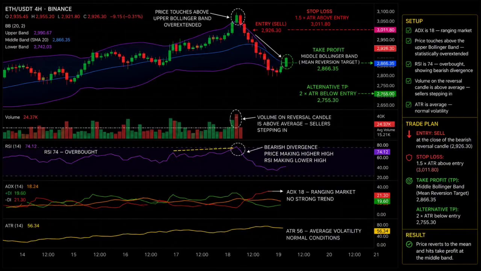Entry, sell at the close of the bearish reversal candle. Stop loss, 1.5 times ATR above entry. Take profit, middle Bollinger Band, mean reversion target. Alternative take profit, 2 times ATR below entry. Result, price reverts to the mean. Hits take profit at the middle band.